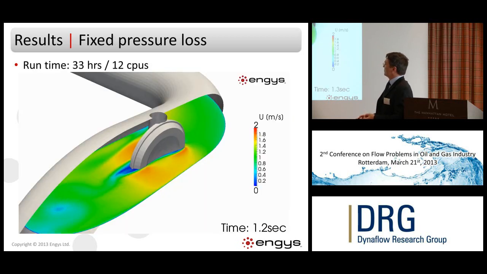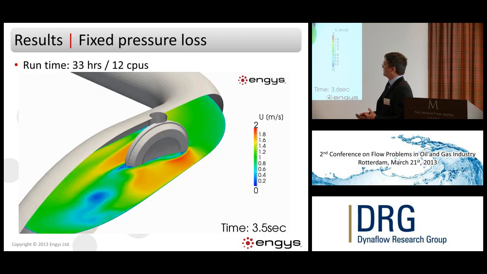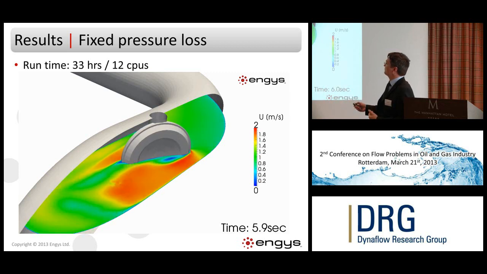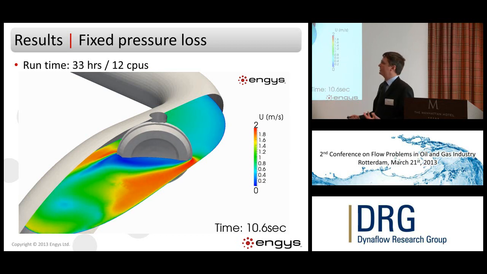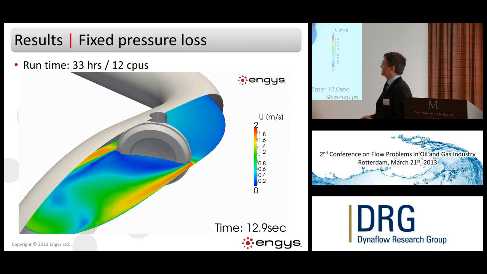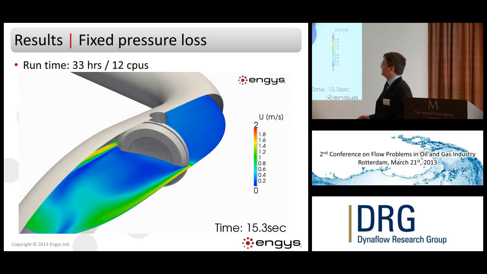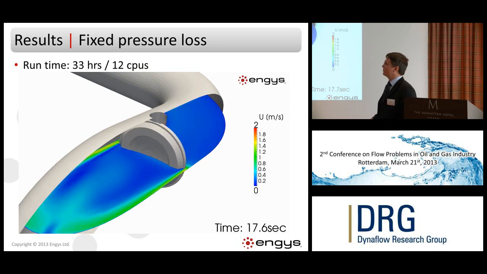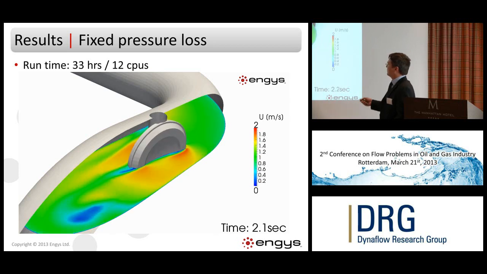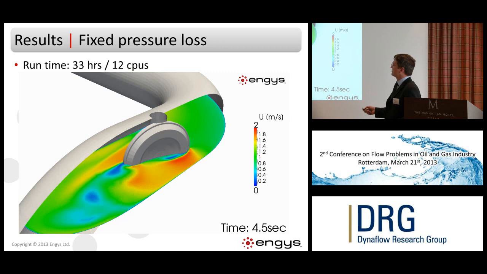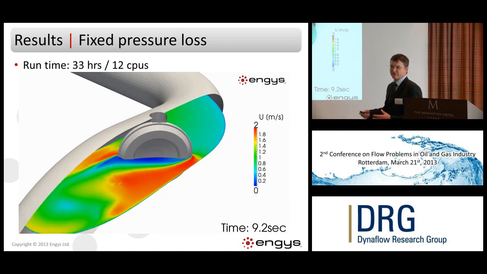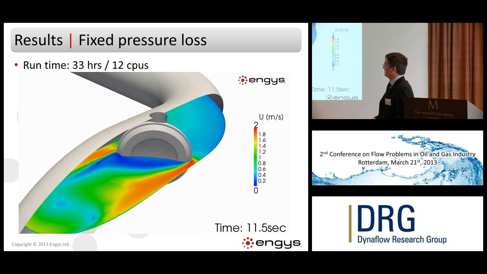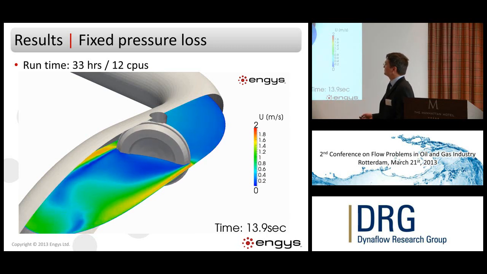So this is the result for the case where we have a fixed pressure drop. The runtime is about 33 hours on 12 CPUs. It's not quick, but I think it can scale much higher. The scaling of the interface and dynamic motion in foam is quite good. So if you use a decent cluster, it'll come down to a short amount of time. Here you can see the velocity contours on a plane going through the valve, and see as the valve closes, you have higher velocity, and eventually, as the resistance increases, the velocities decrease, and the valve enters a shut position.